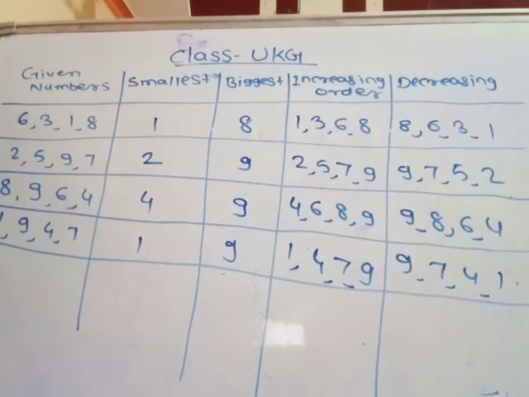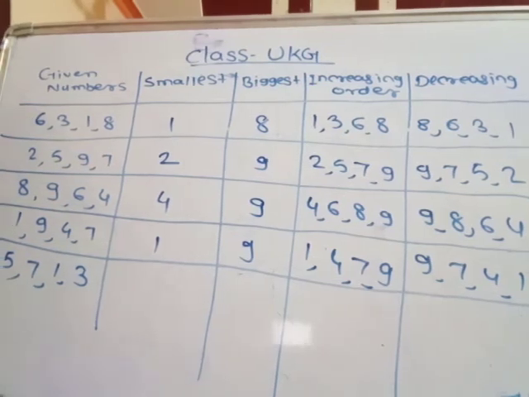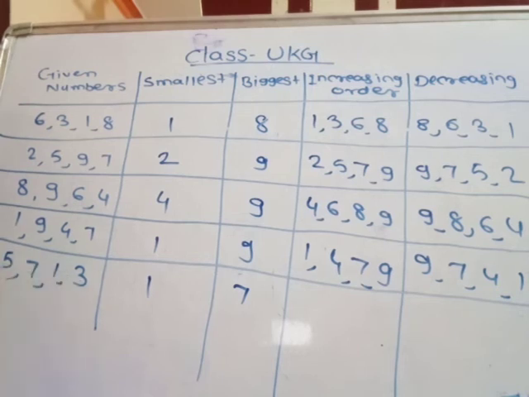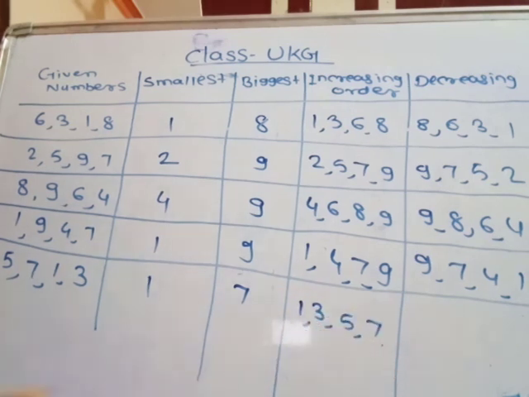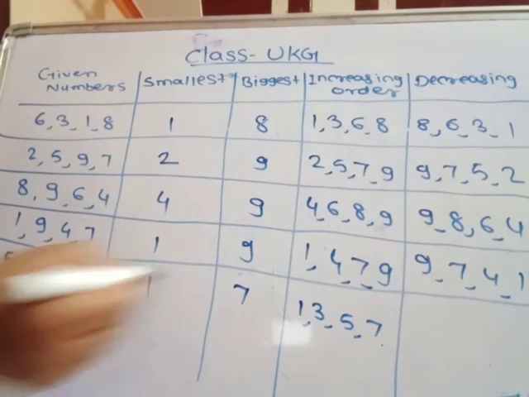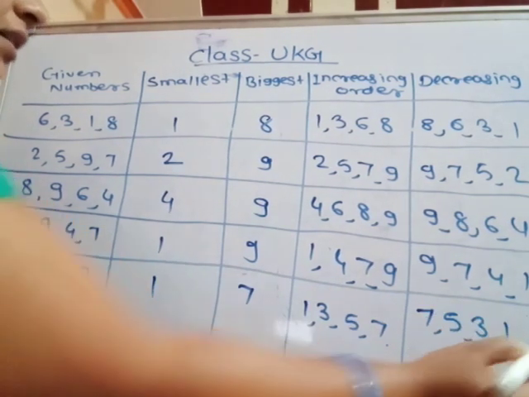Next one, 5, 7, 1, 3. In these numbers, which is the smallest one? 1 is the smallest and biggest number 7. Then you write here in increasing order, smallest to biggest, 1, 3, 5, 7. And in decreasing order, biggest number to smallest, means 7, 5, 3, 1.